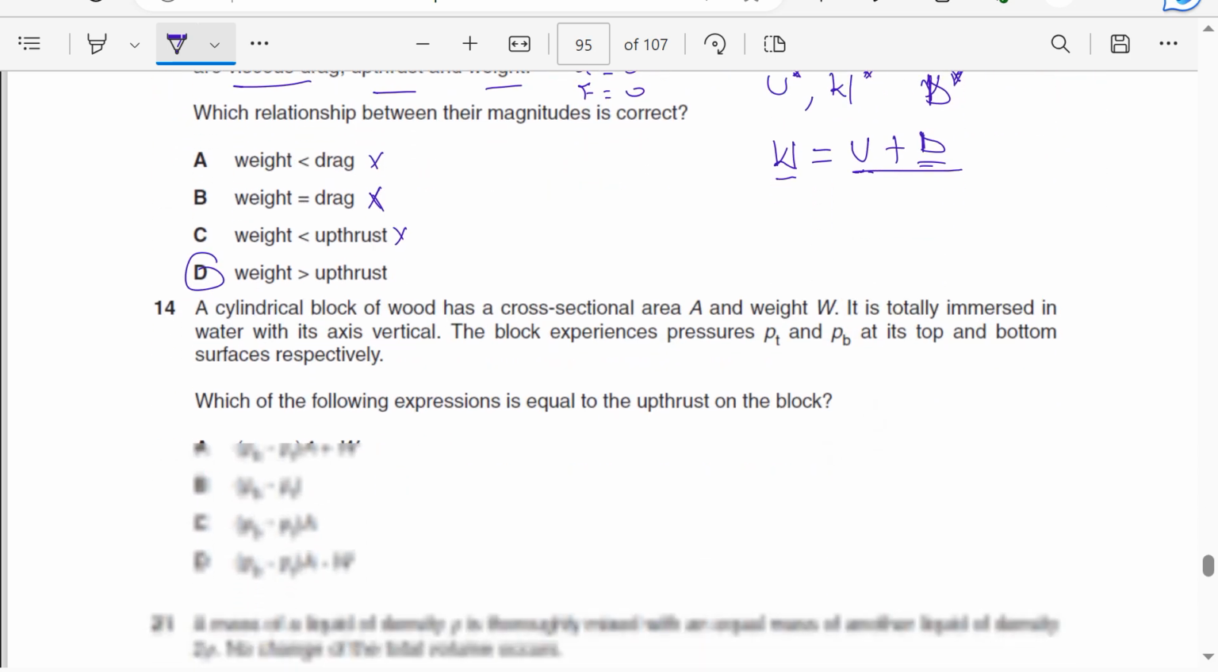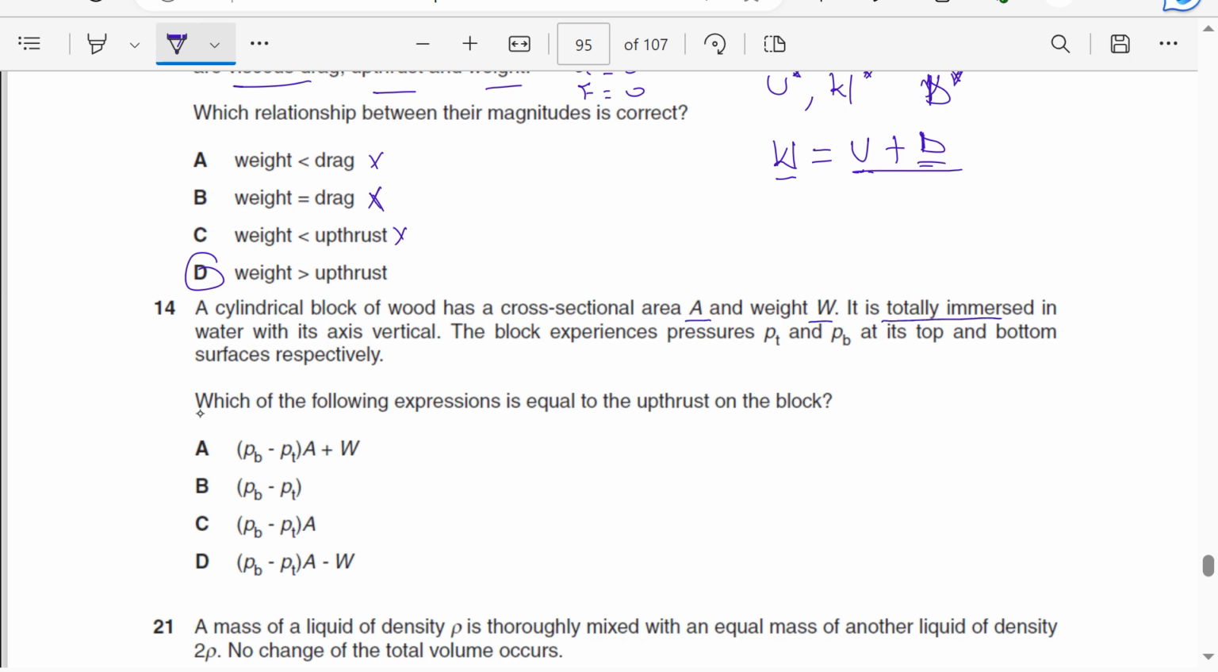A cylindrical block of wood has a cross-section area A and weight W. It is totally immersed in water, so the upthrust is constant with its vertical axis. The block experiences pressures PT and PB at its top and bottom surface area, respectively. Which of the following expressions is equal to the upthrust?